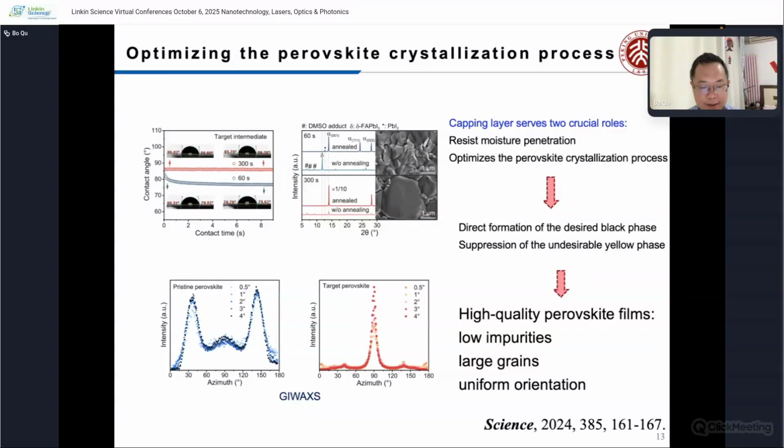The capping layer serves two crucial roles. It not only resists moisture penetration but also optimizes the perovskite crystallization process. This results in the direct formation of the desired black phase and suppression of the undesirable yellow phase. Thereby, high-quality perovskite films with low impurities, large grains, and uniform orientation were realized accordingly.